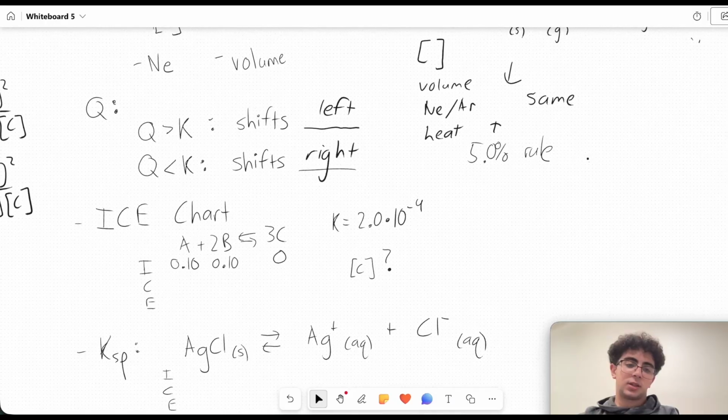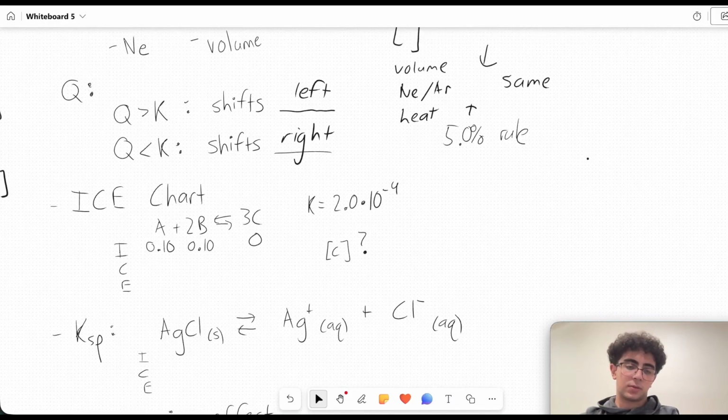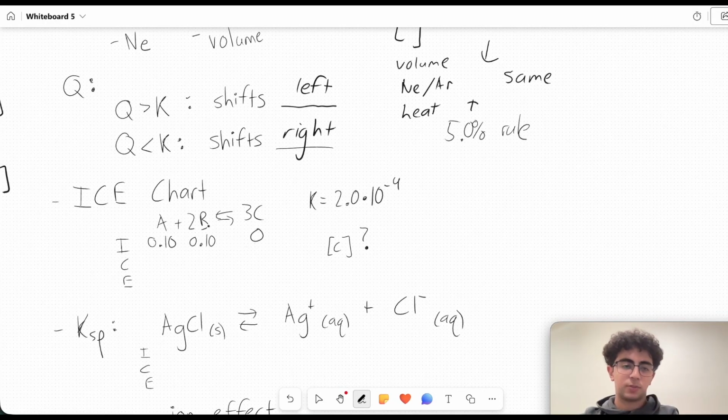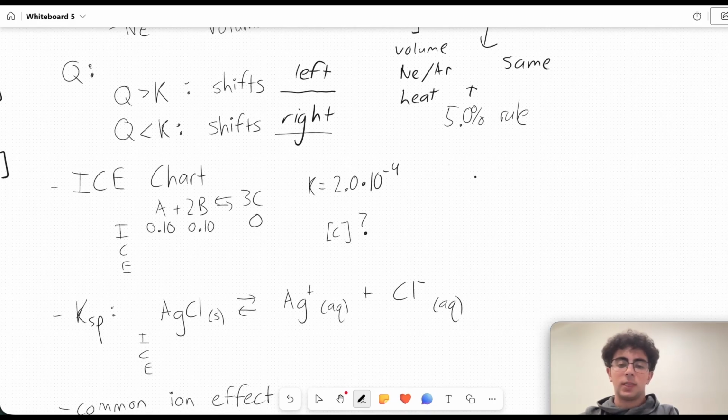right. One last thing that we'll talk about, and then we'll talk about Ksp, is the 5% rule. So what the 5% rule does: if you were to do this ICE chart with your initial, change, and equilibrium, I would do minus x, minus 2x, plus 3x. And then we have a lot of annoying terms, like 0.10 minus x, then we have 0.10 minus 2x, and then this thing's still going to get squared. And then we have 3x. So there's a lot of x's here.